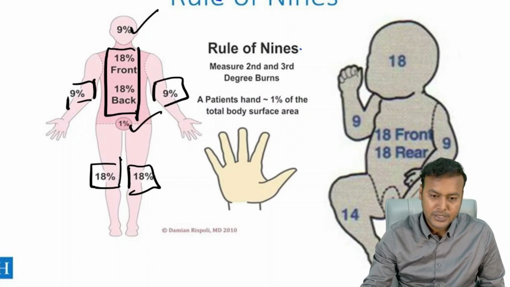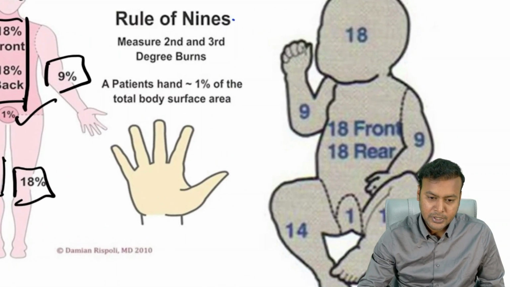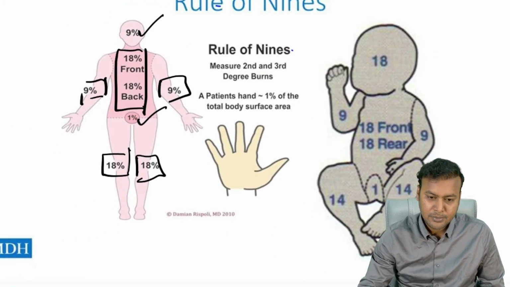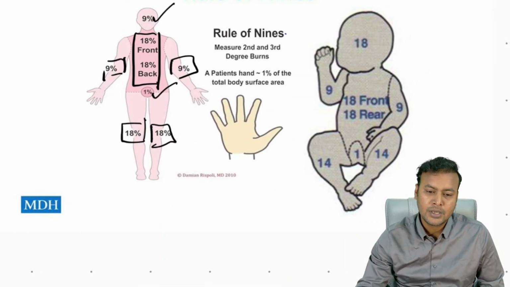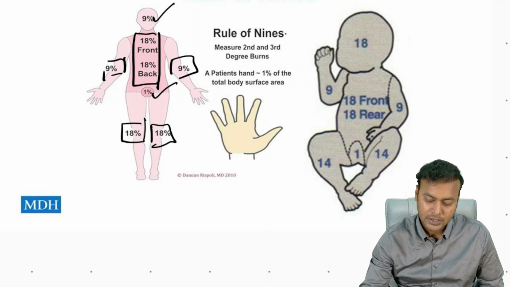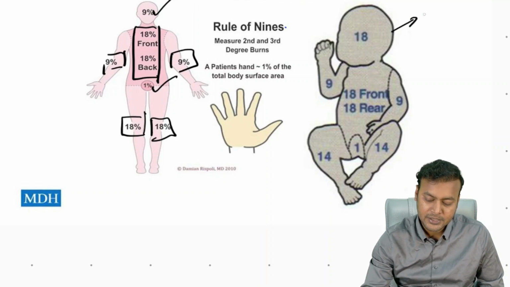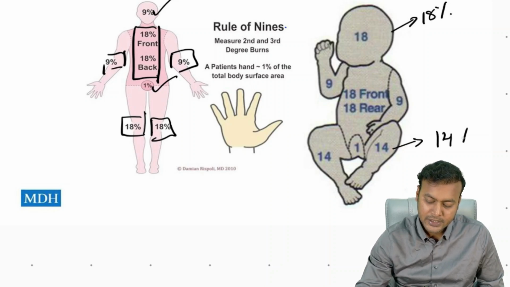Genitalia 1%. Now students, coming to the rule of 9 in case of a child. Students, in infants, the size of the head and neck region is much larger than the other parts of the body. The proportion is much larger in case of children. Hence, the head and neck region has been designated an area of 18%, and the legs are designated an area of 14% each. Rest all are the same as in case of an adult.